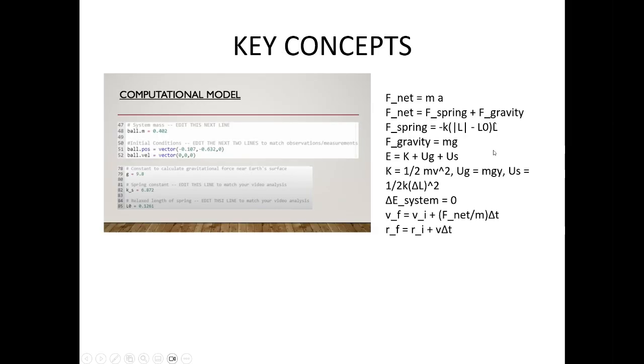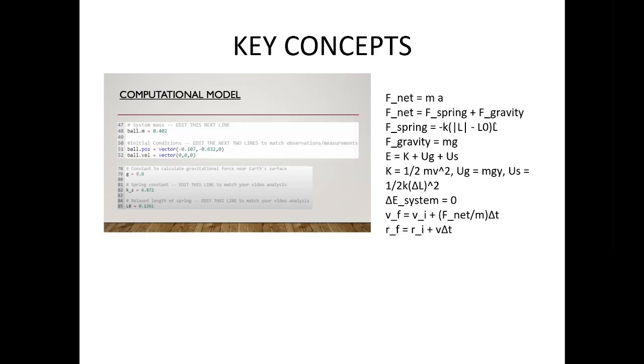This lab is based on Newton's second law and the energy principle. Newton's second law states that the net force on the object equals mass times acceleration. In this system, the net force is the sum of the spring force and gravity. The spring force follows Hooke's law, which depends on how much the spring is stretched from its relaxed length and acts in the opposite direction. And gravity obviously acts downward.